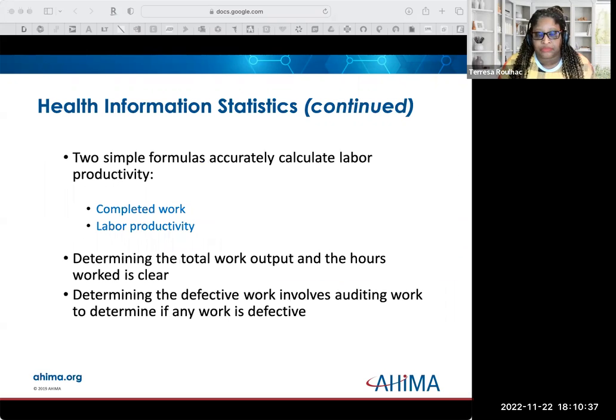Two simple formulas. You have your completed work, which is the total work output minus the defective work. And then you have your labor productivity. This one is the completed work divided by hours worked to really produce total work output.